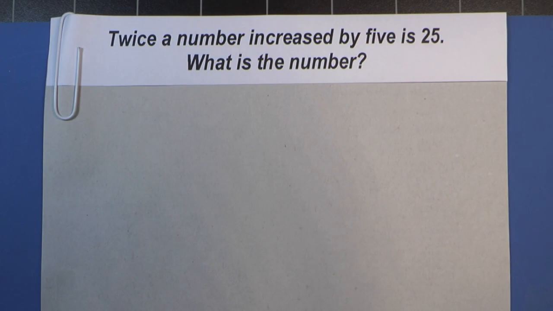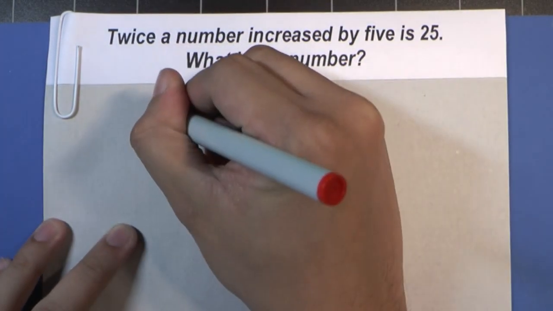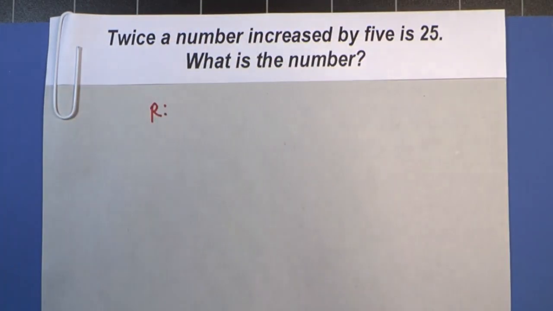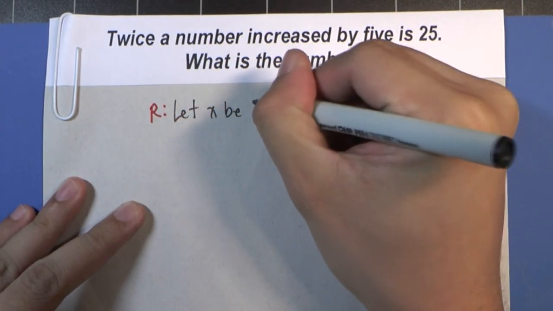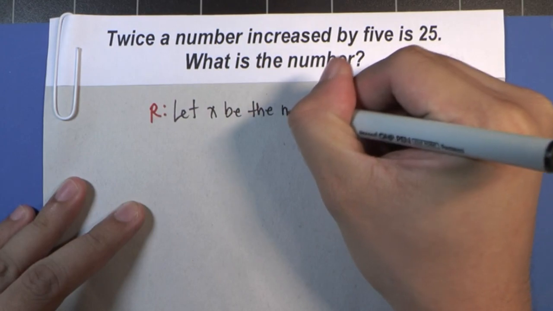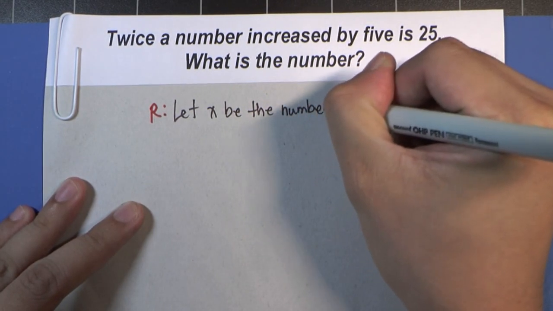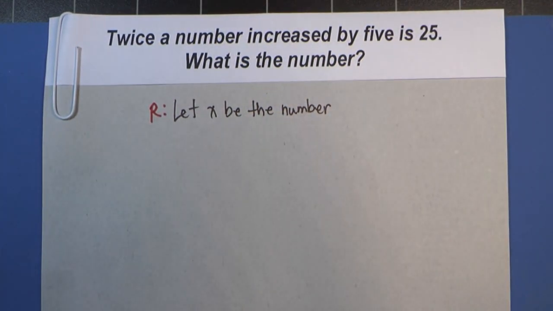We begin our representation like this. We will let x be the number. What this means is that when we use the variable x in some equation, we mean for x to be the number that, when multiplied by 2, then increased by 5, yields 25.